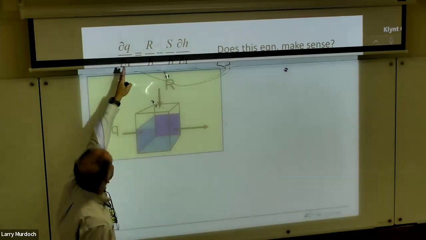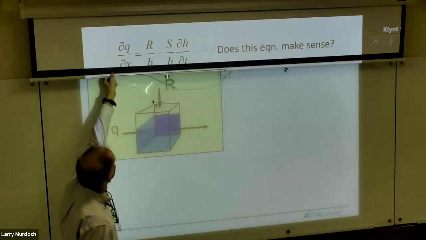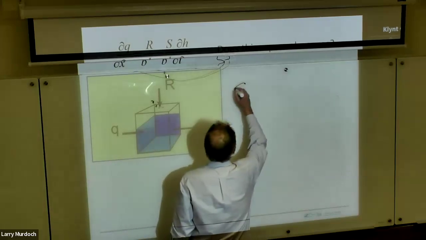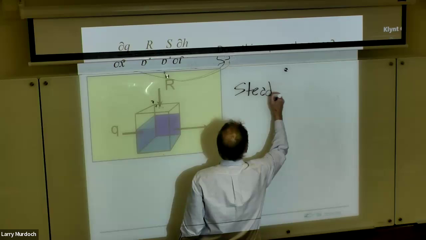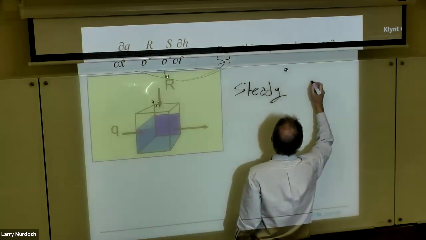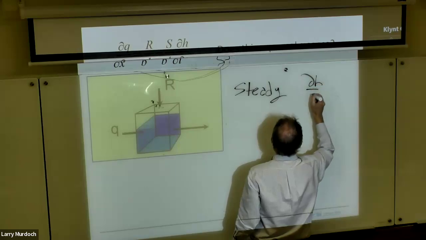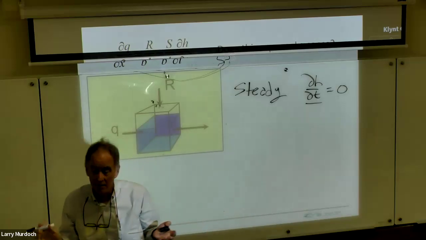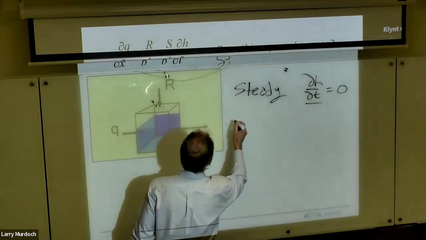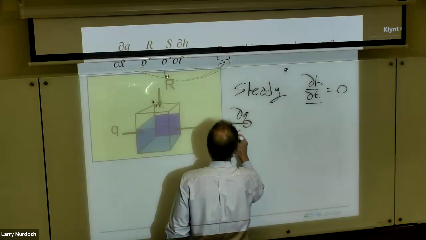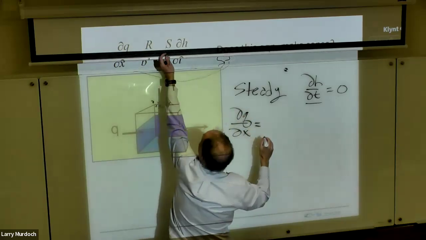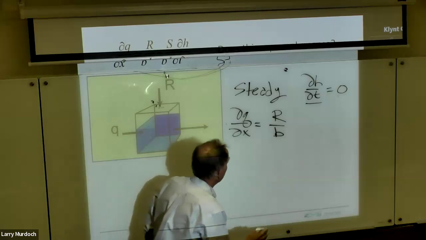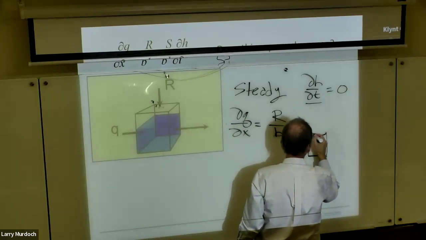Okay, let's parse this out and assume that it's steady. If it's steady, that means it's not changing with time, so that term is equal to 0. It doesn't change with time. If that's the case, then dQ/dx is equal to R over B. Okay, so here's what that means.